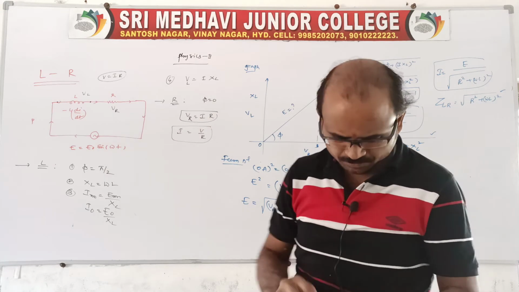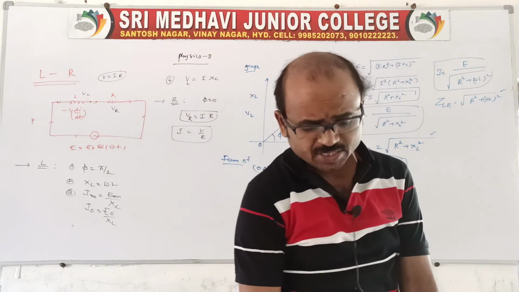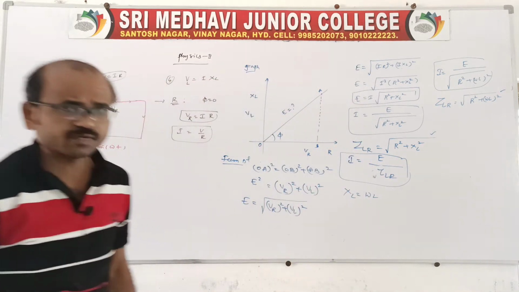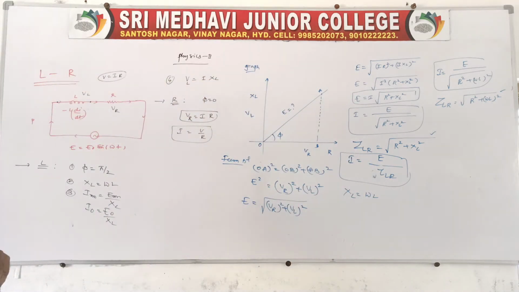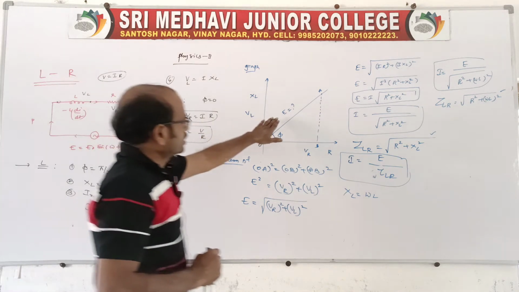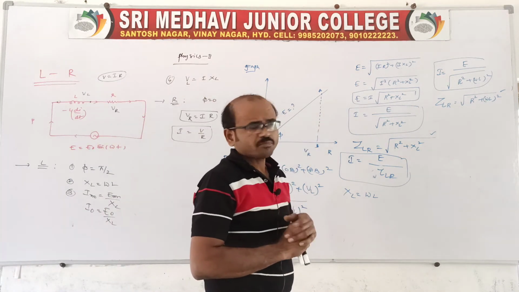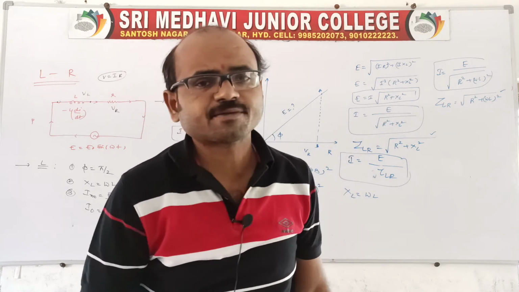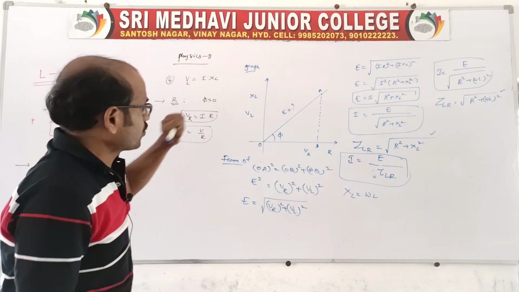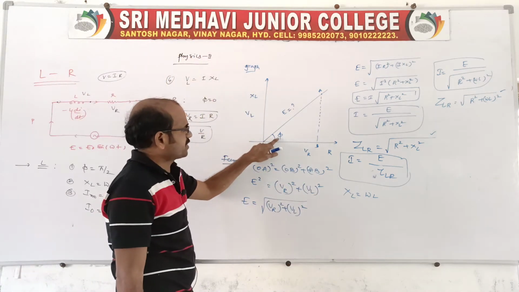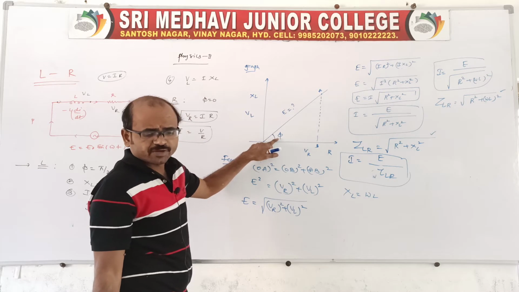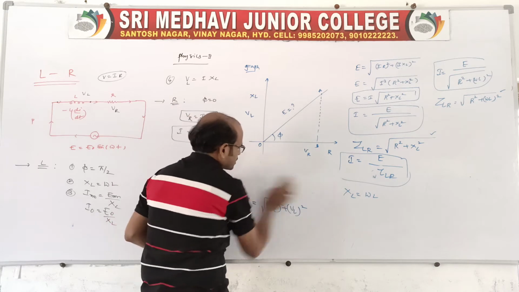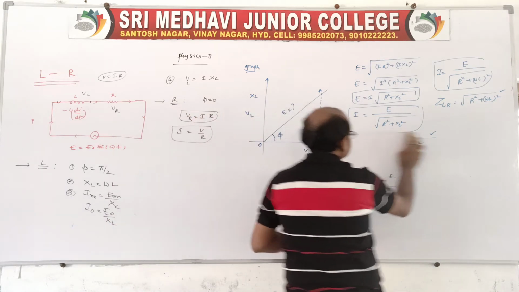Is it okay now? So, the LR circuit opposes the flow of alternating EMF. By using the graph, E is like this, and alternating current is E by root over R square plus XL square. Clear now? Now I want to say about the phase angle, because there will be a phase angle, that we need to find, and also the power, the average power, and the power factor. So you go through the phase angle.